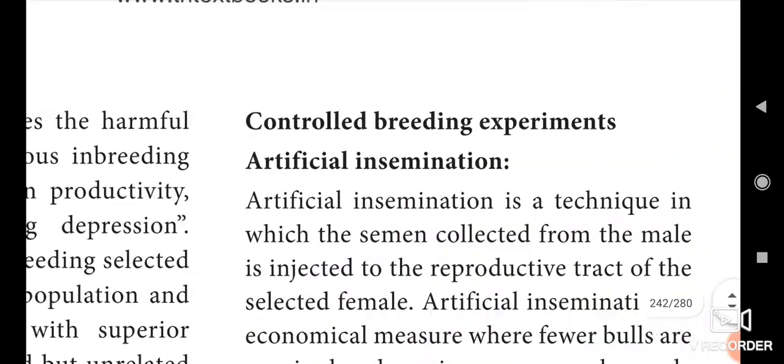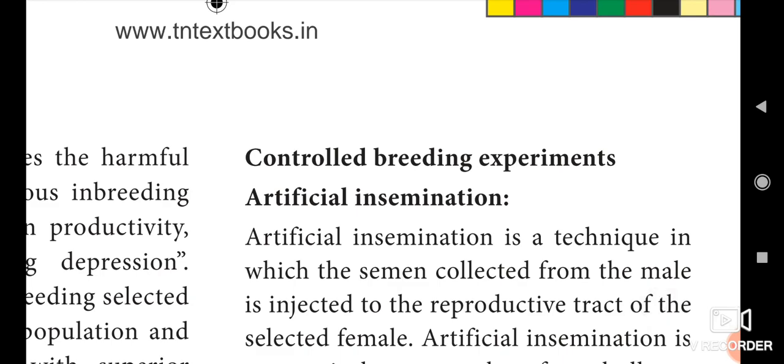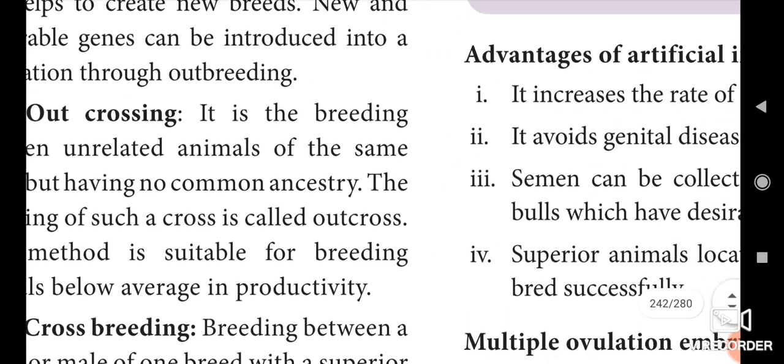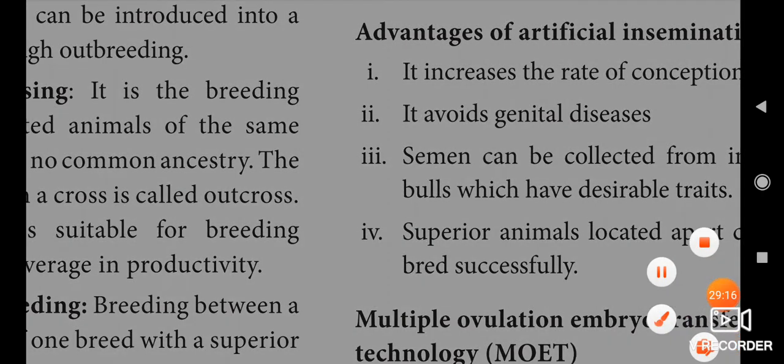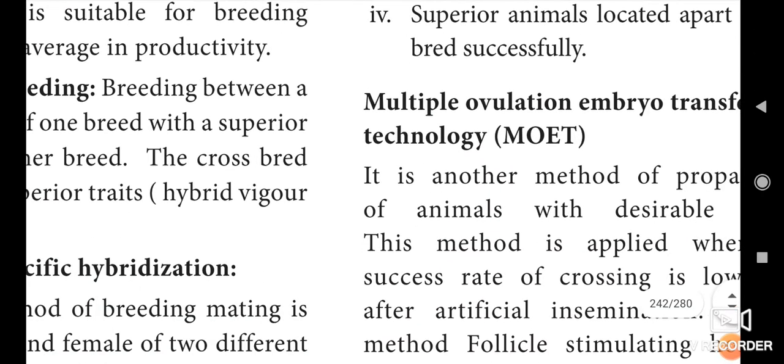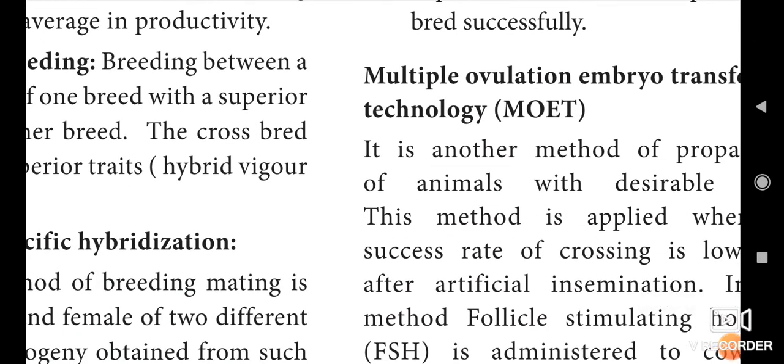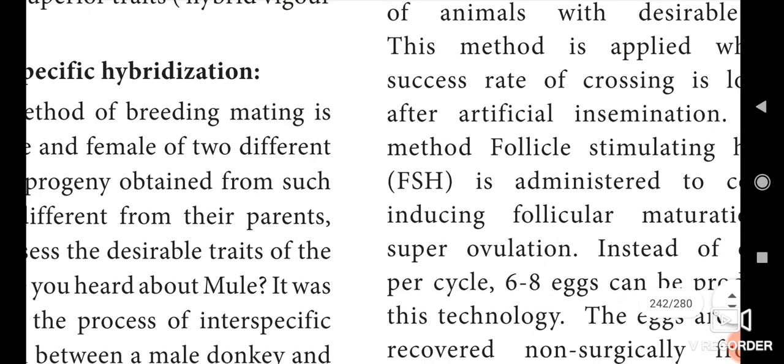Then next we see artificial insemination. Then what are the advantages of artificial insemination? Then next we see the multiple ovulation embryo transfer technology, that is called MOET. Okay students, have you all understood? Tomorrow we see the breeds of dairy animals.